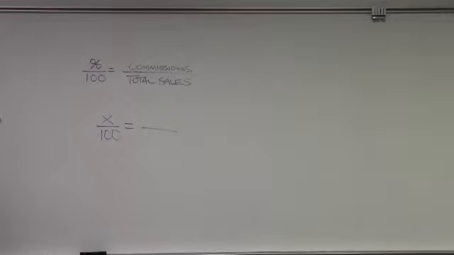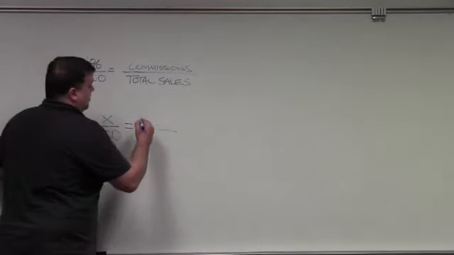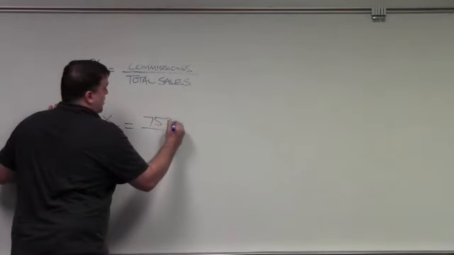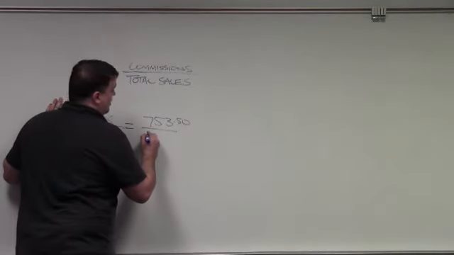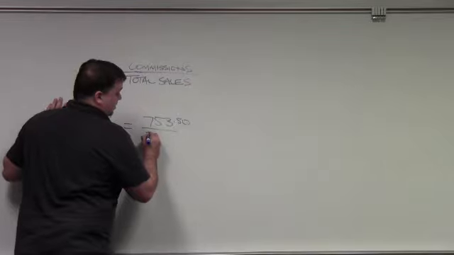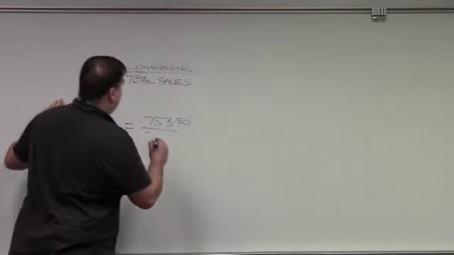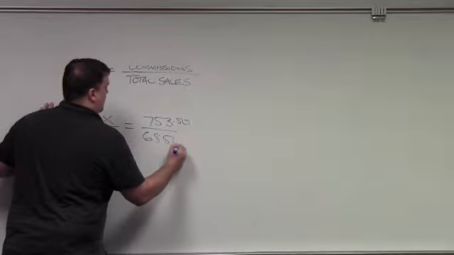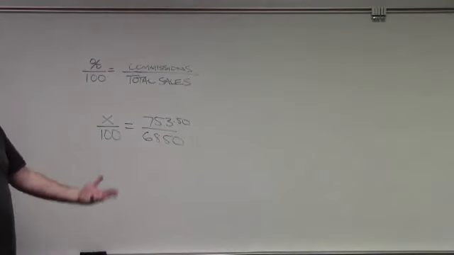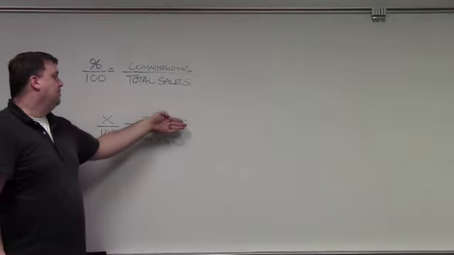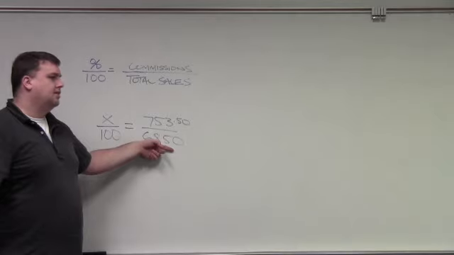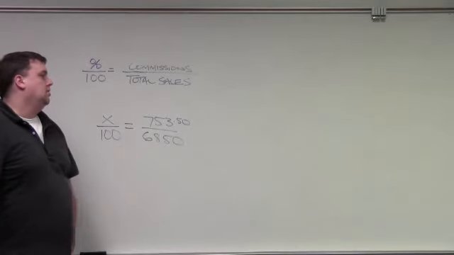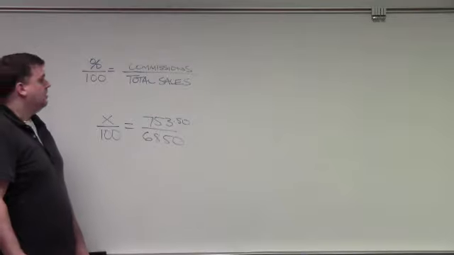So we had to have been given her commission and her total sales. So what was her commission? 753.50. Okay, and her total sales were 6,850. So to solve, cross multiply and divide: 100 times 753.50, and then divide that by 6,850. You'll be able to use some of those zero tricks again, but no matter which way you do it, it's still going to end up giving you the same answer.